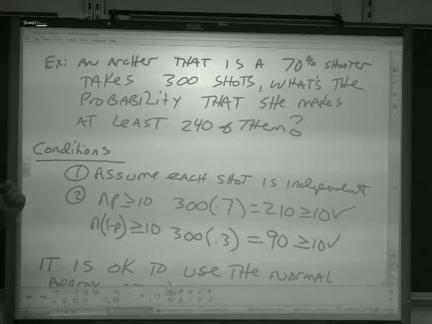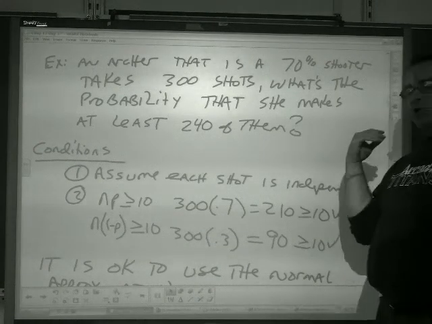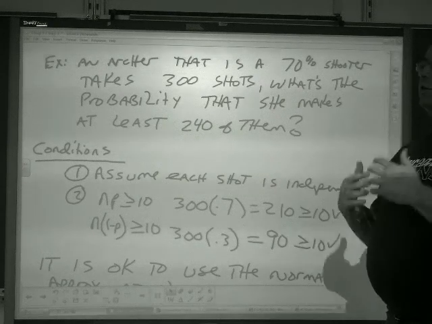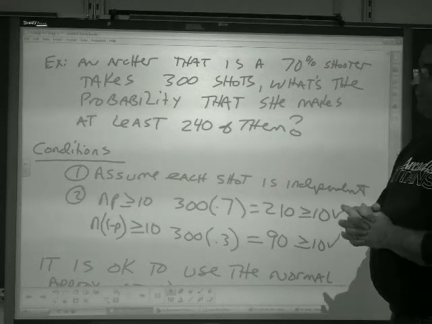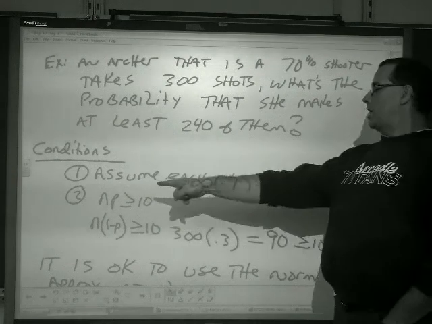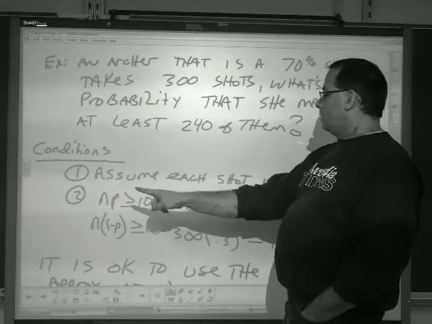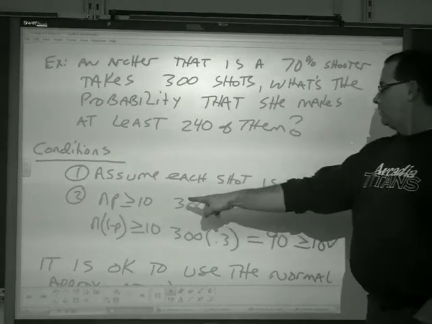So let's check our conditions. 1, assume each shot is independent. Every time she shoots, it's independent. The previous shot does not affect the next shot. We're going to assume that to be true. 2, I'm going to check my n times p. So n is 300, p is 0.7.